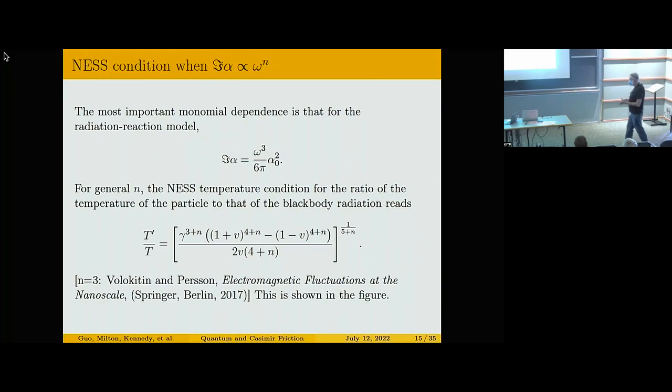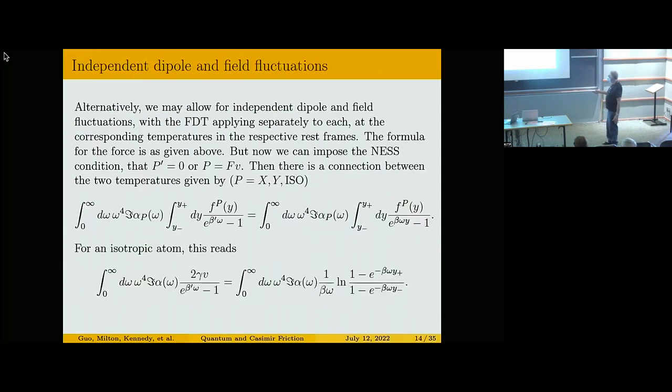If you had an atom, if there were no radiation field around, the atom wouldn't radiate. It would have no imaginary part. Dissipation is entirely due to radiation. And so we could assume that, and then you could calculate explicitly this temperature ratio. So I said here, there's some implicit formula between beta prime and beta. This tells us what the temperature of the atom is given the temperature of the environment.